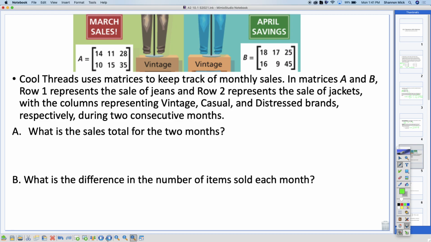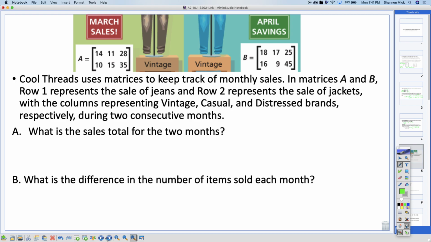Okay, this time it's not the cost. This time is the number of things I sell. So in March, how many distressed jackets did I sell? 35. Distressed and jackets is second row. I sold 35. Okay. In April, how many distressed jackets? 45. So this is just how they're keeping track of it.